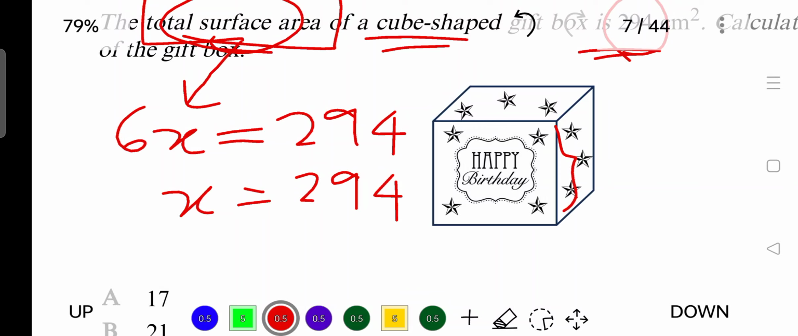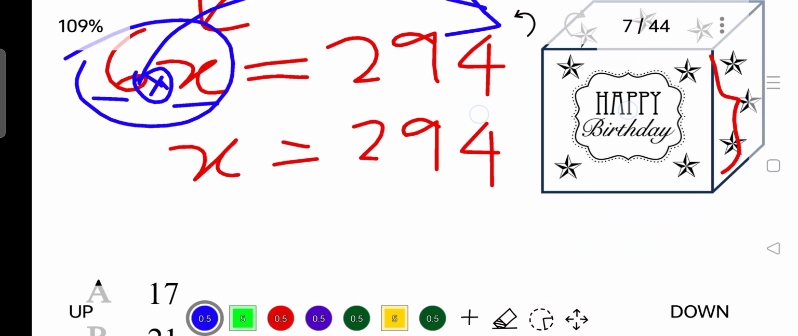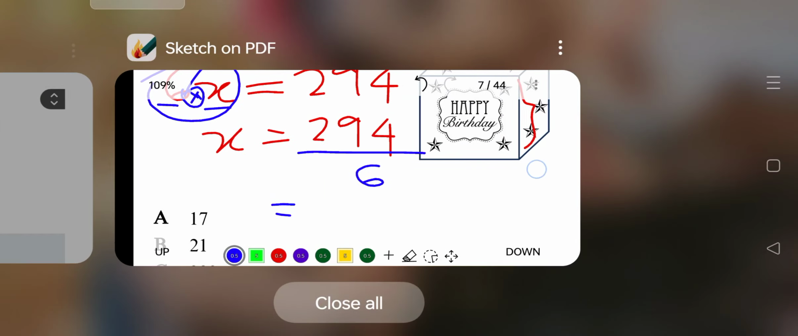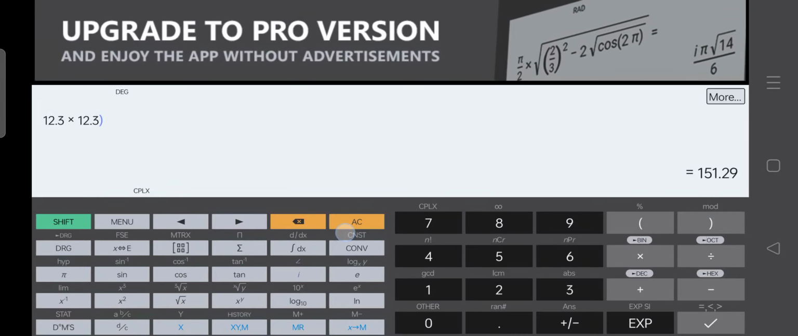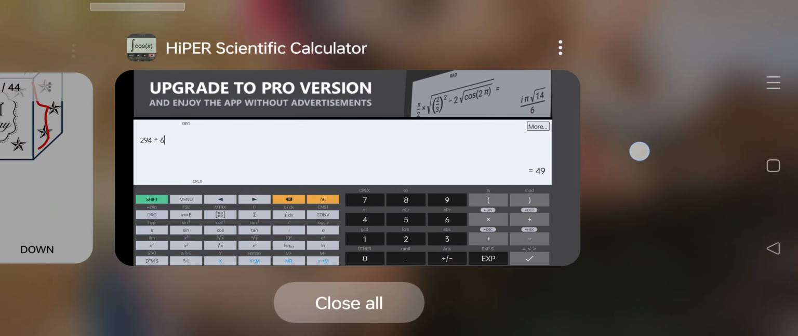So 294, what do I say normally in the class that I've been teaching? If a number is tied with a letter or variable, we call this husband and wife. So they are tied with a multiplication operation. So when we move this 6 over there, it will become divide by 6. So the answer will be 294 divided by 6. I'm not sure what is that. Let's do it together. 294 divided by 6, you get 49.